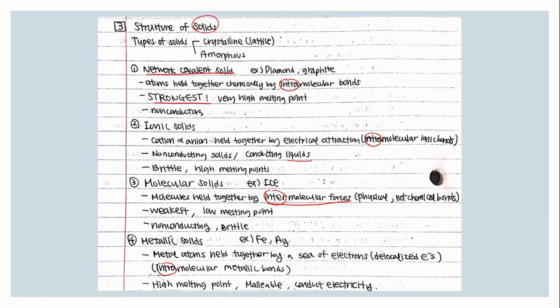And the last one is the metallic solids, which you can think of as iron or silver. Metal atoms are held together by a sea of electrons. They do have a high melting point, are malleable, and they conduct electricity.